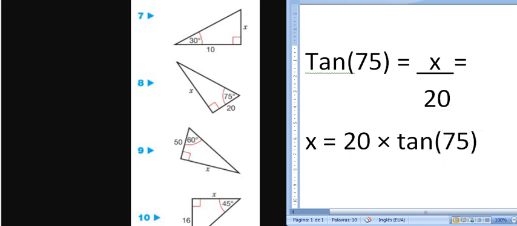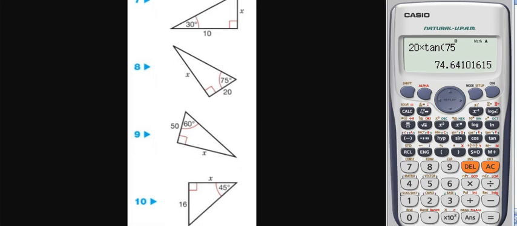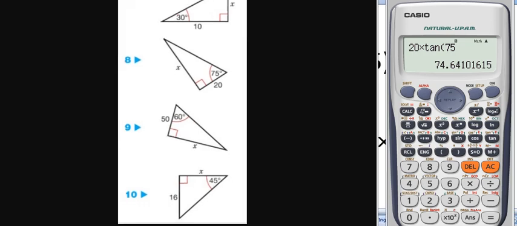Okay, so you come to your calculator, you clear all, 20 times the tangent of 75, and you're going to get the answer. Switch to decimals: 74.64. Okay, and what about the other questions here? One that is interesting to do is number 10, because it's slightly different.